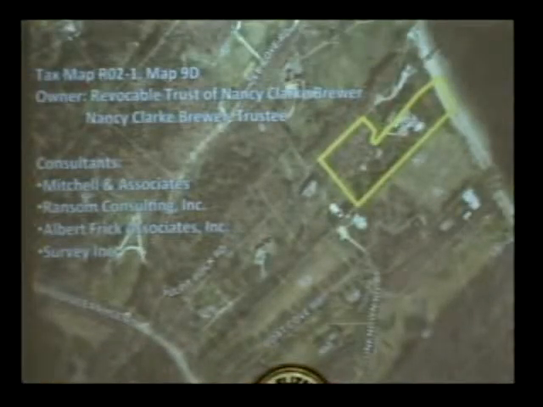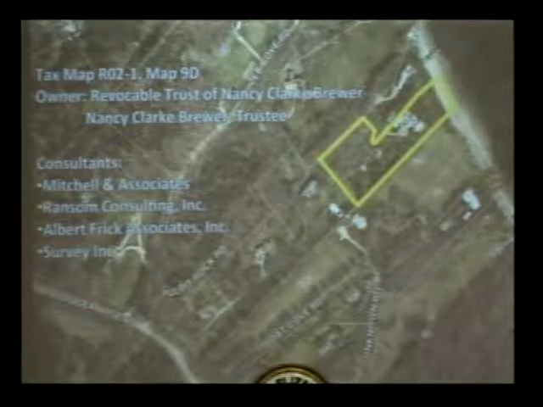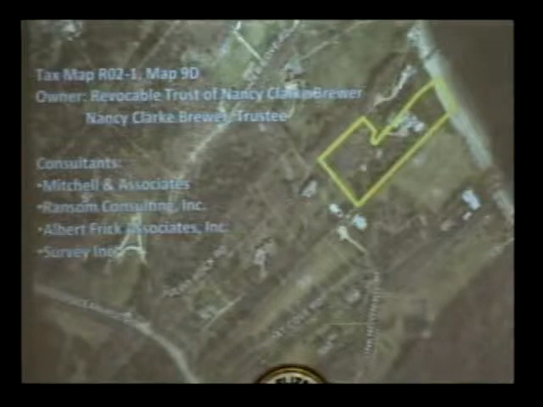Thanks again. This is Pulpit Rock Road, and tax map R02-1, map 9D. The owner is the trust of Nancy Clark Brewer, and Nancy Clark Brewer is a trustee. The four consultants that worked on this project are Rachel and Associates, who did the site planning, Ransom Consulting did the stormwater, Giselma Frick and Associates did the HHE 200, and Survey Inc. did the survey work.